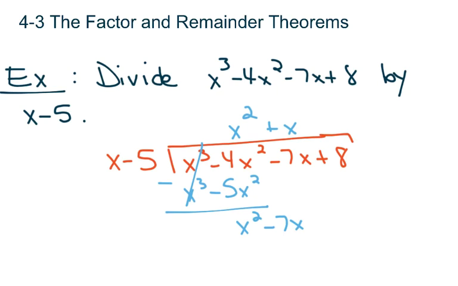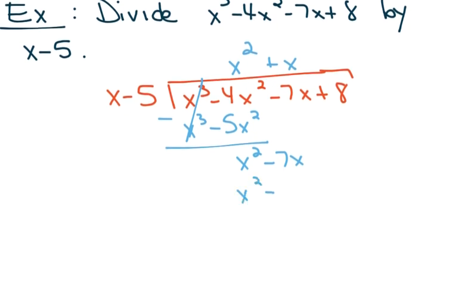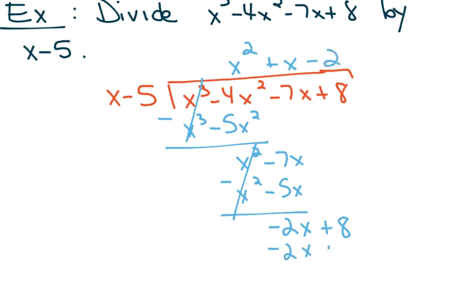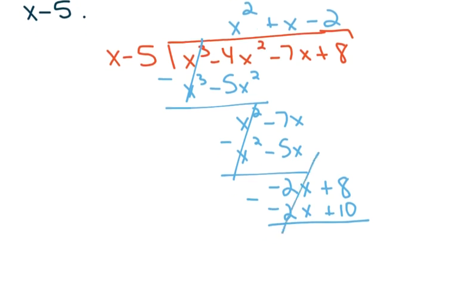Now I multiply by x, and I get x squared minus 5x, and then we subtract. These cancel. Negative 7x minus negative 5x is negative 2x. Bring down the next term. Now we're going to do this again. What do I have to multiply x by to become negative 2x? Well, I have to multiply by negative 2, so I'm going to write negative 2 there. And I write negative 2x plus 10. We're going to subtract. These cancel, and 8 minus 10 is negative 2. So we have a remainder of negative 2.